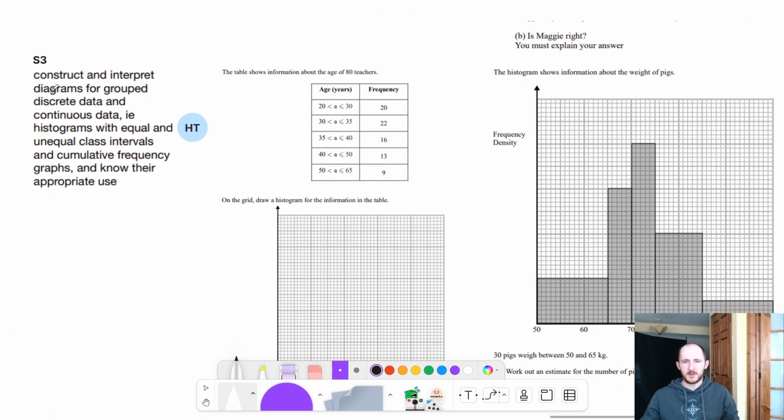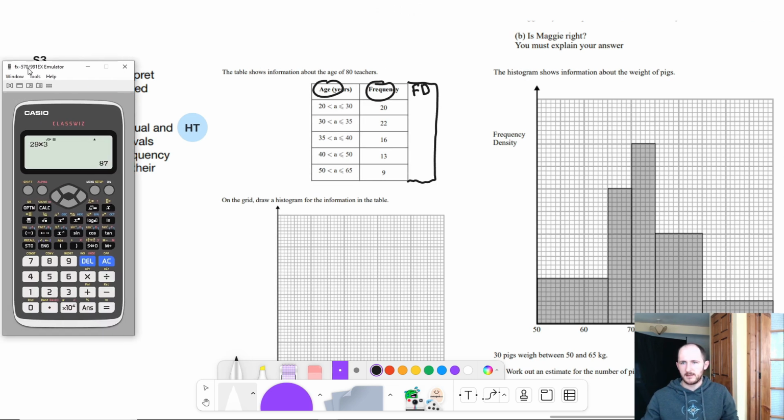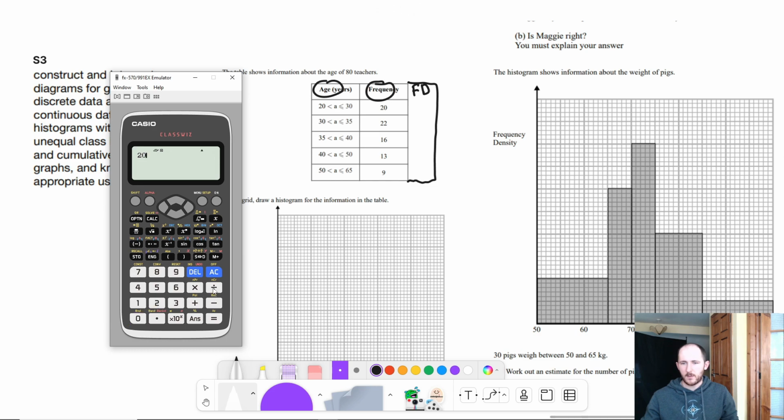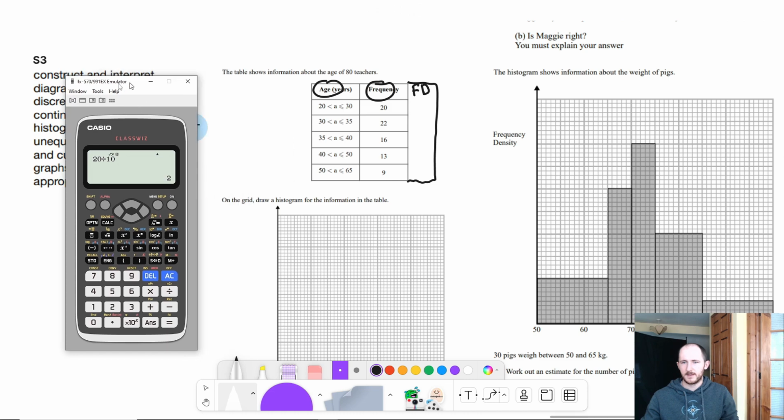You also need to be able to do histograms. Okay, how do you work out histograms? You add another column standing for frequency density, FD. To work out FD, you take the frequency and you divide it by the class width. Okay, so you're going to be doing 20, and the width of this class goes from 20 to 30, so it's divided by 10. Right? That's 2.